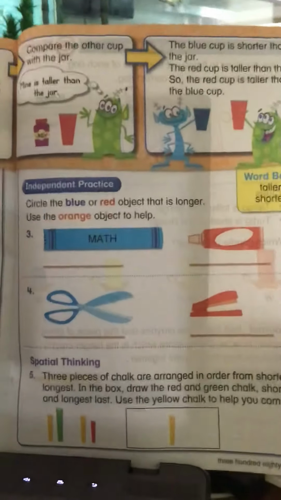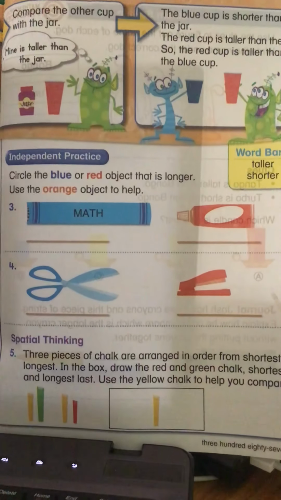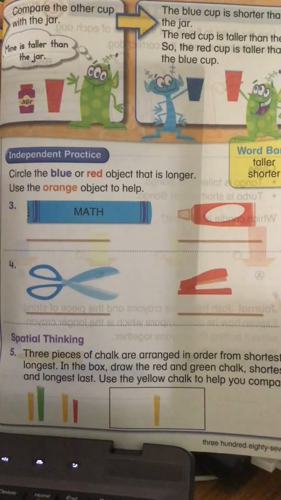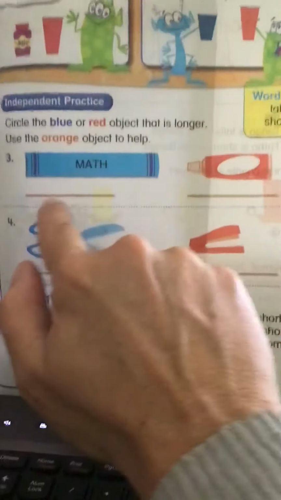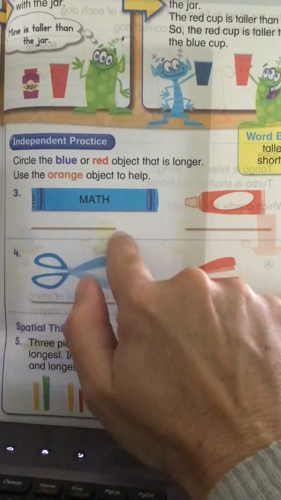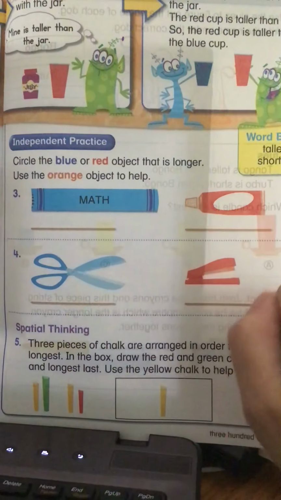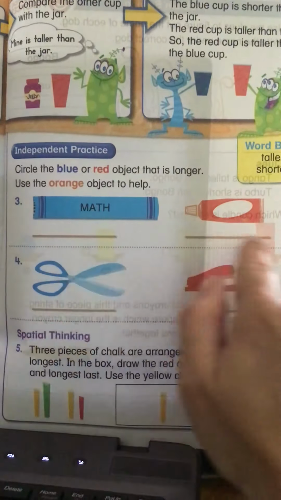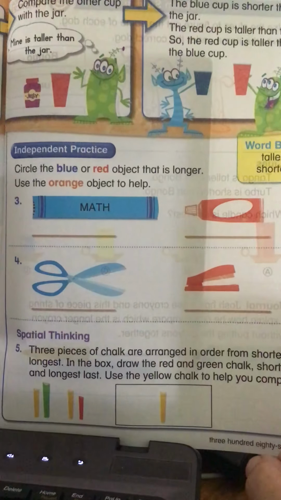Okay, on the other side, number 3, same type of thing. It says circle the blue or red object that is longer. So we're looking for the longer thing again. And we're using this orange line here. I don't know whether it's a string or a straw or whatever it is, but it's an orange line to help us decide. So the orange line is the exact same in every problem.